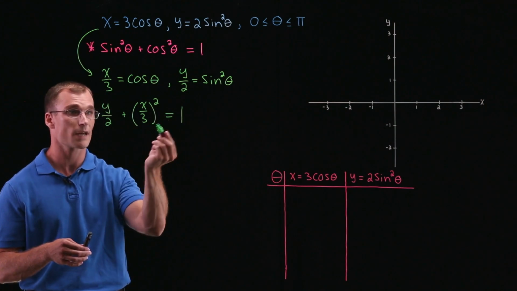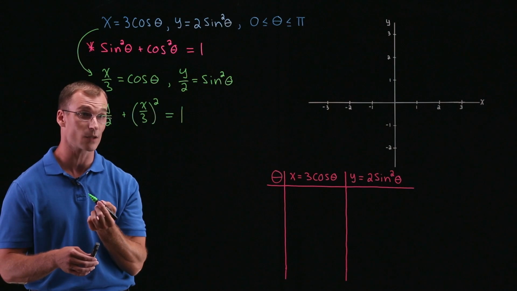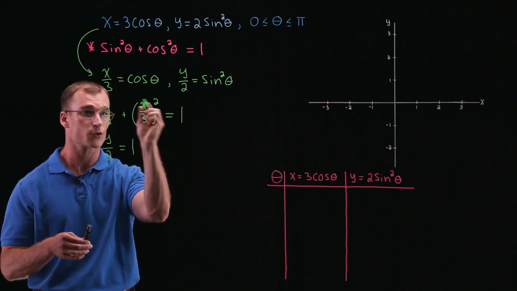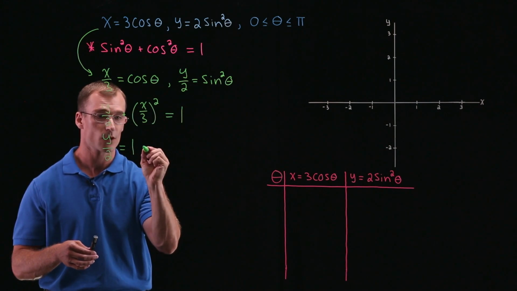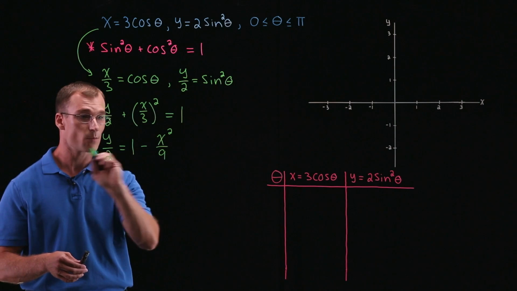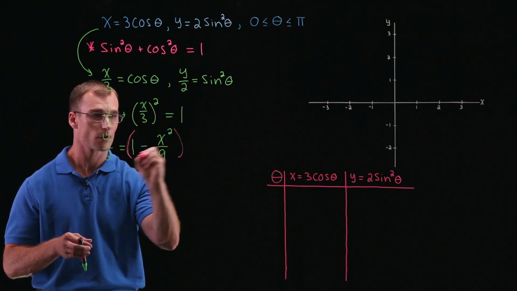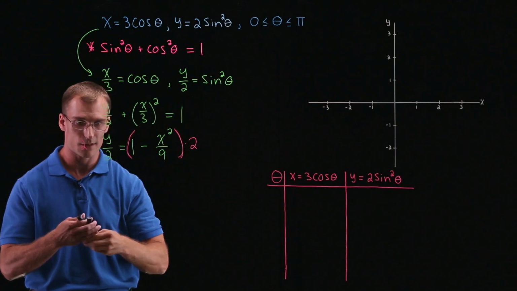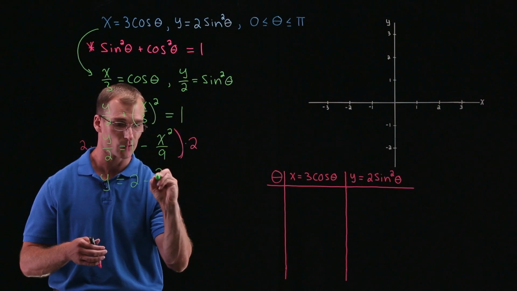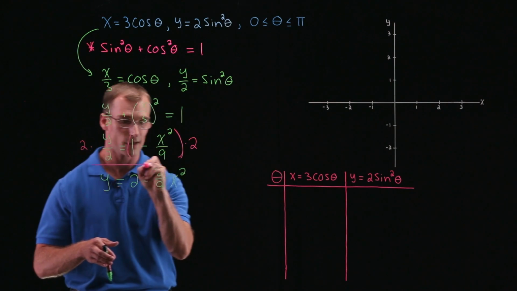So there we have it. Now we see we're going to have a square on the x and a first power term on the y, so it looks like we have a parabola. We'll clean this up a little bit. We have y over 2 is equal to 1 minus x squared over 9, and multiplying through both sides by 2, we get y is equal to 2 minus 2/9 x squared. So there we have the equation of a parabola.